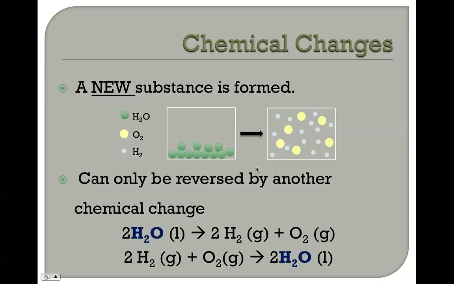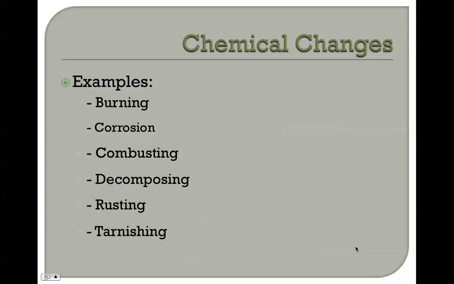So here is that example. We can take water and decompose it into hydrogen and oxygen gases, but I can also take that hydrogen and oxygen gases using energy and form water once again. So I can reverse it in that case. Some examples: burning, corrosion, rusting, combusting, decomposing, tarnishing. These are all keywords that indicate a chemical change.